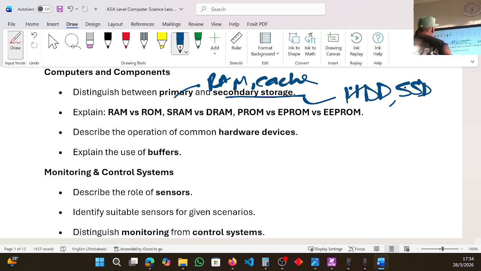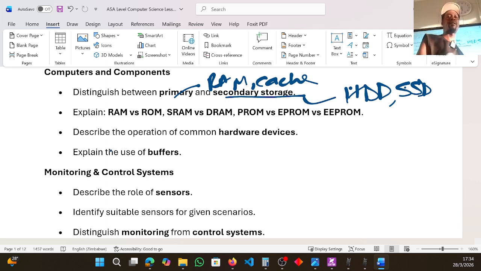Let me explain RAM versus ROM. RAM is memory which is used by the processor as it executes instructions. So that's random access memory. And ROM is non-volatile memory. In other words, when we lose power, we don't lose the contents of the memory itself, for instance, the BIOS settings. Then we have SRAM and DRAM, static and dynamic. We have programmable read-only memory, erasable programmable read-only memory, and electronically erasable programmable read-only memory.